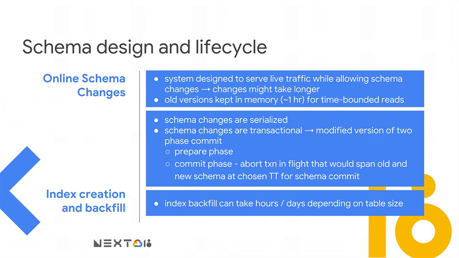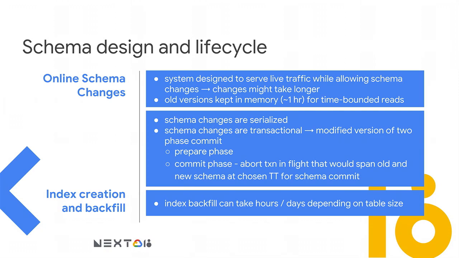Cloud Spanner is built in a way to serve live traffic while schema changes are ongoing. Our biggest primary concern is to serve live traffic while we also allow online schema changes. So we accept a hit on the schema changes being propagated, but for that, you get the live serving of your traffic.